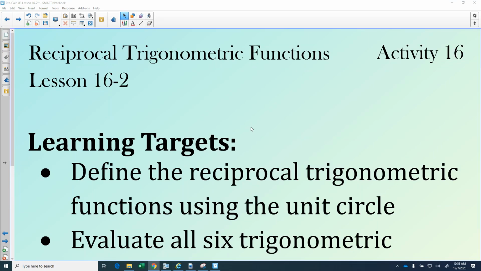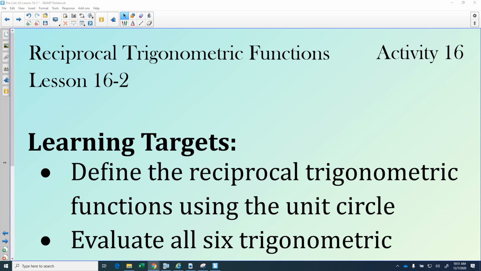What we're going to be focusing on today is reciprocal trig functions. So we're going to be looking at the three other trig functions that go along with sine, cosine, tangent. Those are secant, cosecant, and cotangent. Each of these is the reciprocal version of one of the original three.